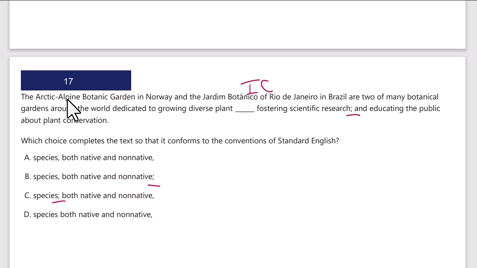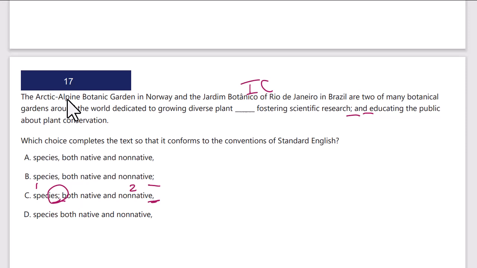So why is this semicolon here with an and? Is this going to be a list? It possibly is going to be a list. So that might be "dedicated to growing diverse plant species," semicolon, that would be item 1 in the list. Both native and non-native, comma, fostering scientific research, because we have the comma in between on item 2 of the list. We need the semicolons rather than the commas, as like a super comma. Okay, and then we'd have semicolon and the final element in the list. That looks like it's what's going on here.